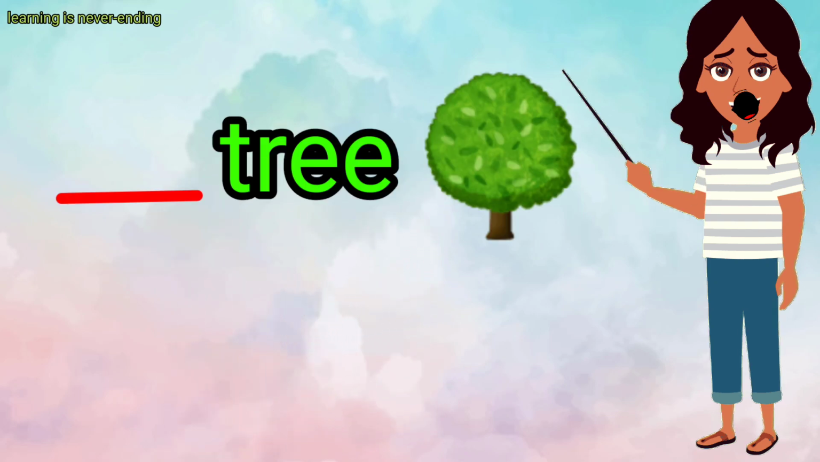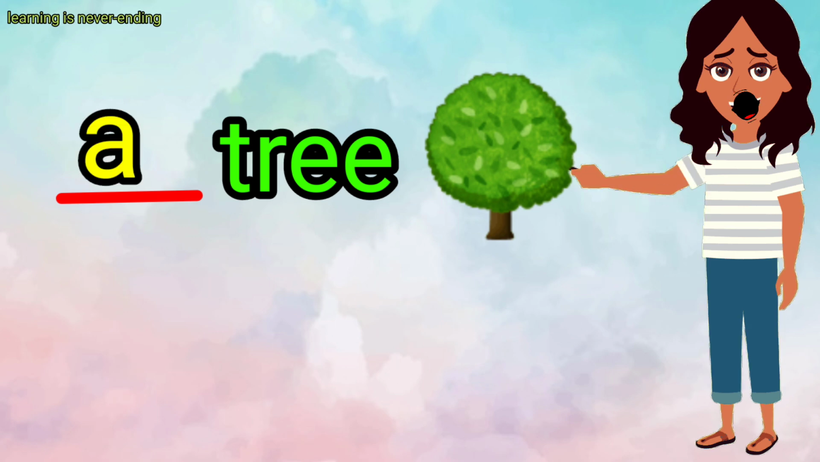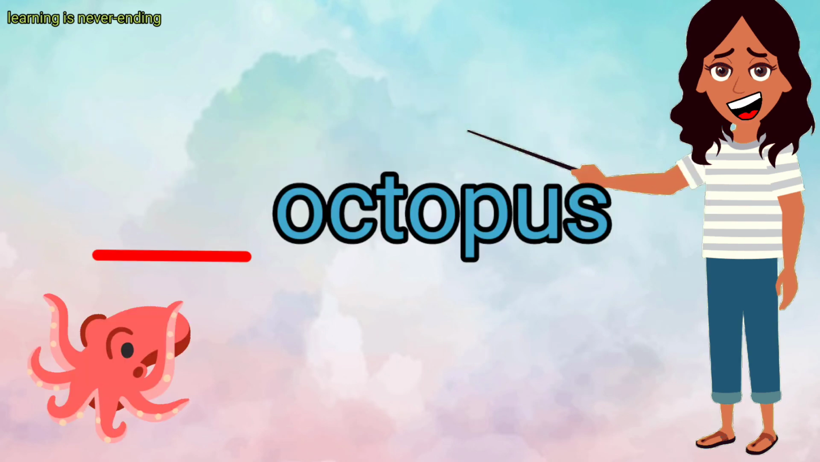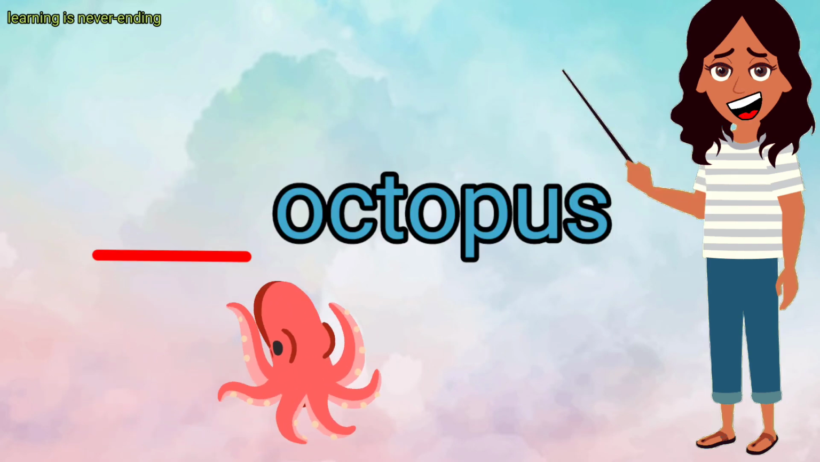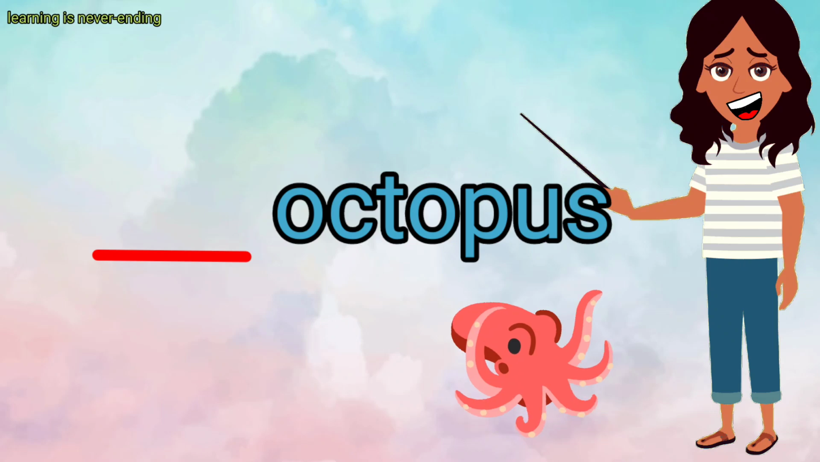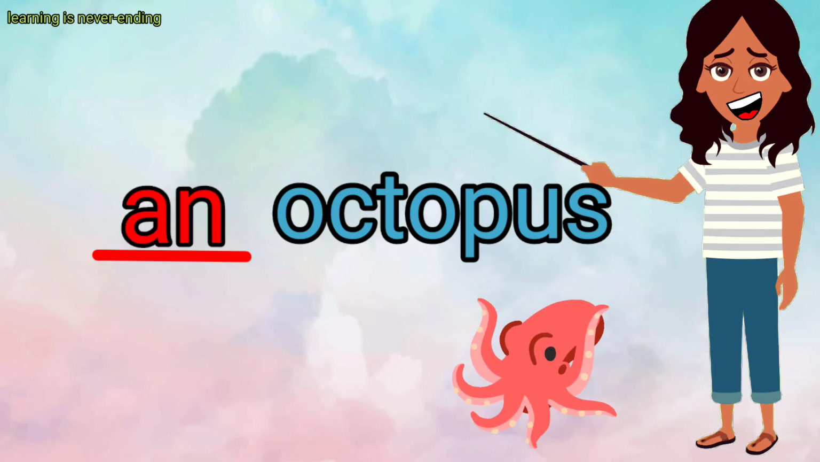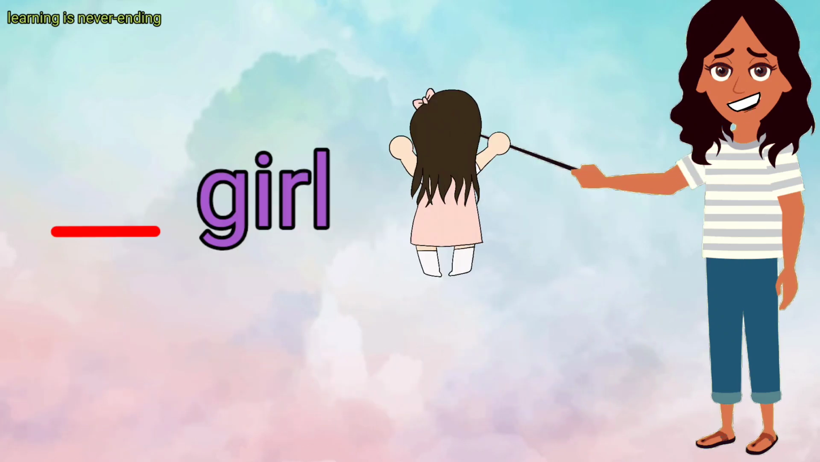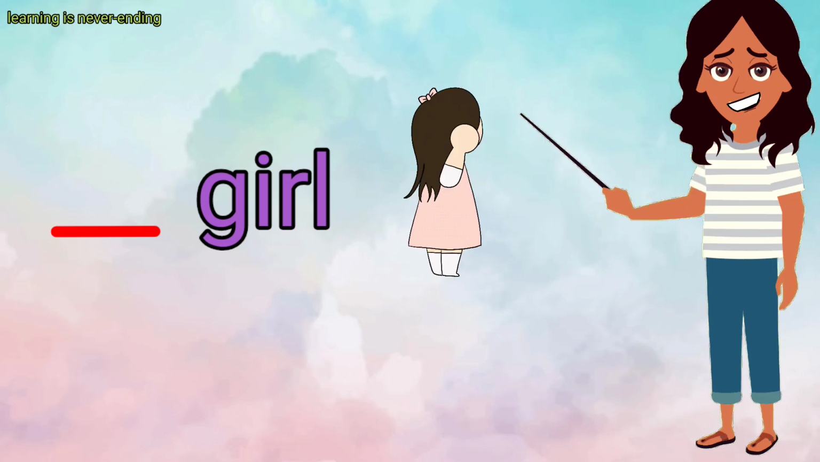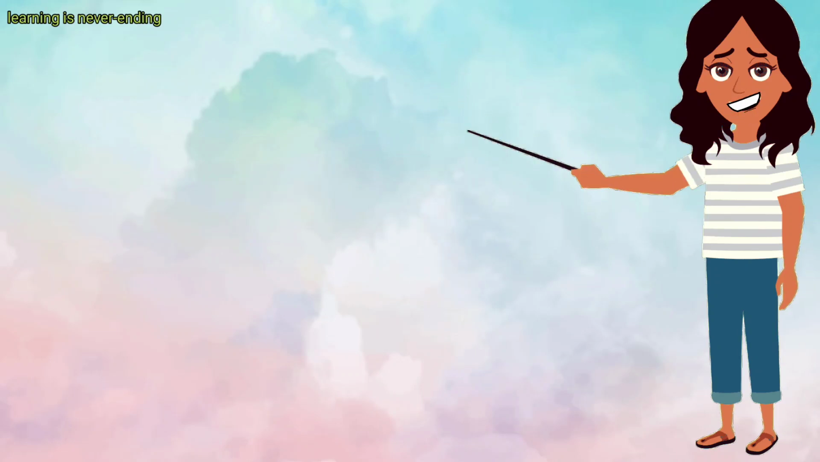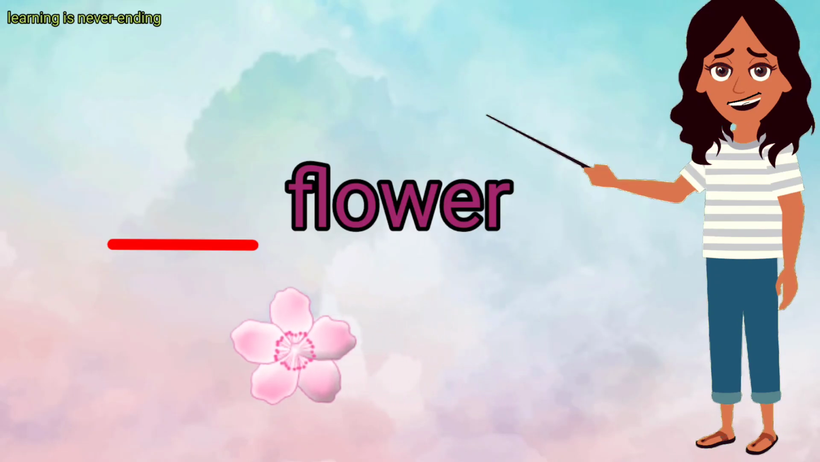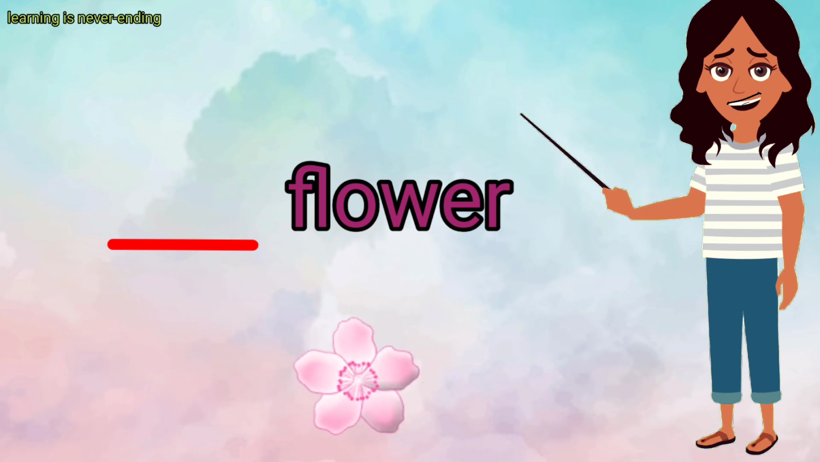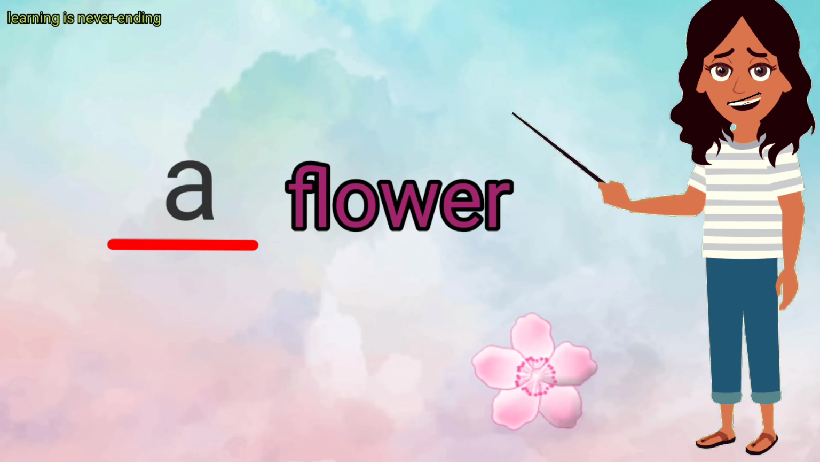Tree. T is a vowel or a consonant? Yes, it's a consonant. A tree. Octopus. A octopus or an octopus? An octopus. Because O is a vowel. Girl. G is a consonant. So tell me. Yes. A girl. Flower. Flower starts with a consonant. So a flower.